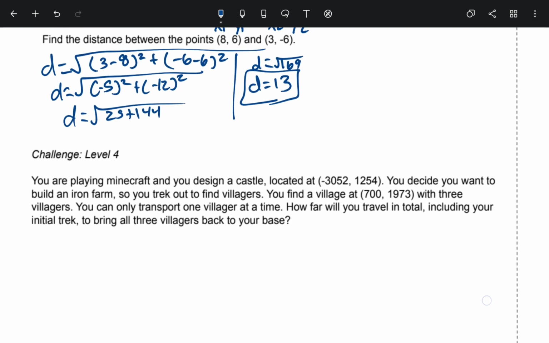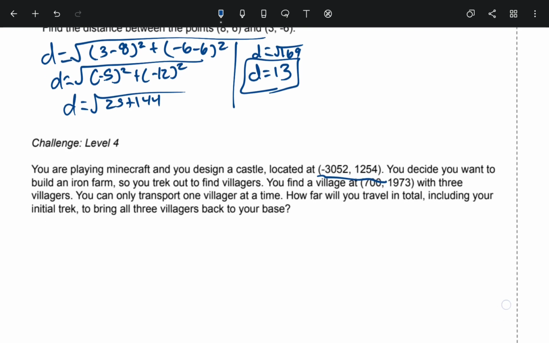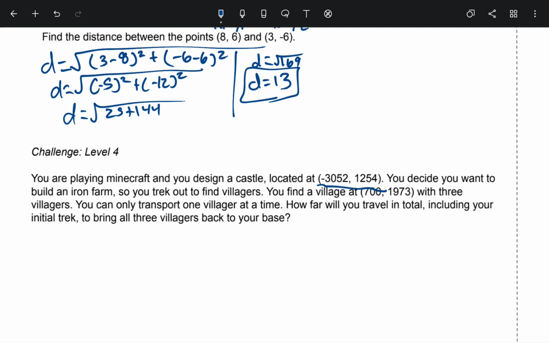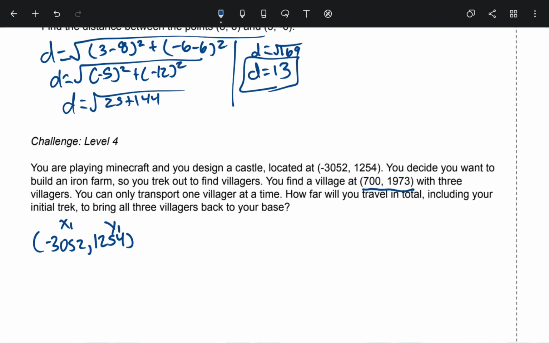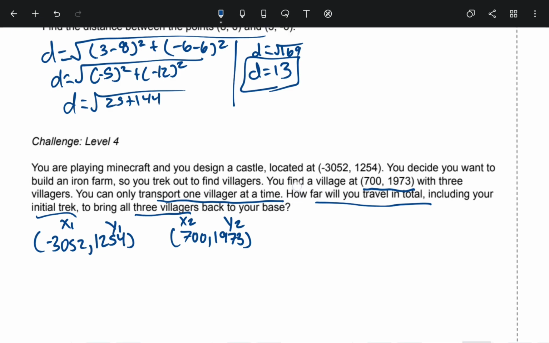All right. So we are playing Minecraft and we designed a castle located at (-3052, 1254). And we want to build an iron farm. So we trek out to find villagers, and we find a village at (700, 1973). We could only transport one villager at a time, so how far will you travel in total, including your initial trek, to bring all 3 villagers back to our base?